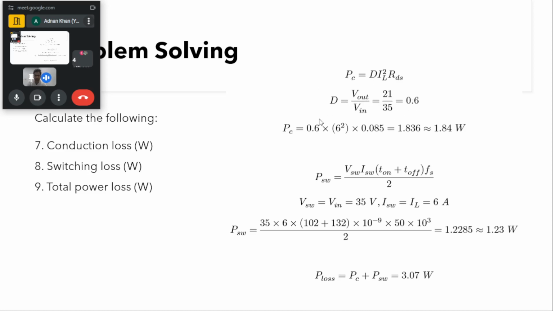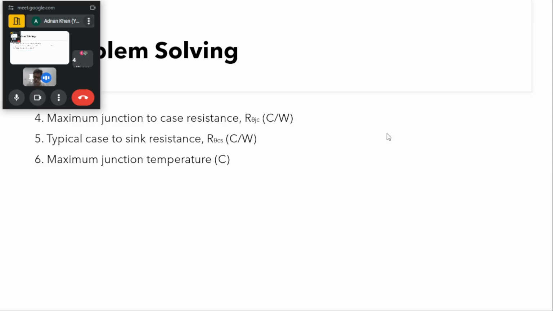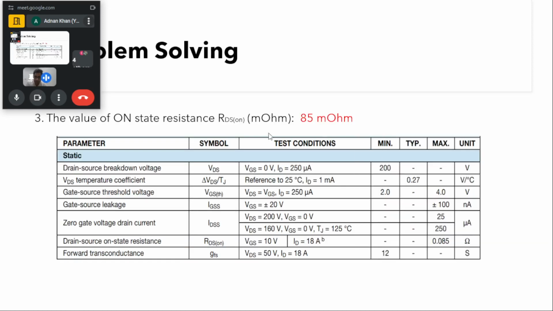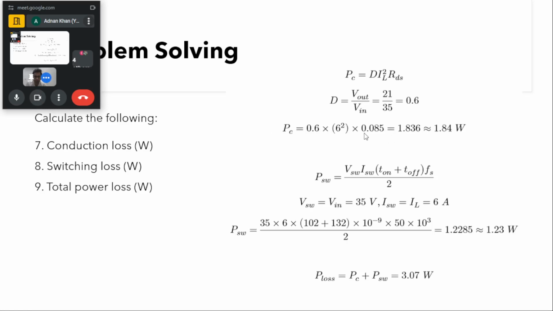We have D equal to 0.6, IL equal to 6 squared, and RDS on we had seen earlier to be around 85 milliohm. So if we put these values here, our conduction loss will come out to be equal to 1.836 watt, and if we round off, it will be equal to 1.84 watt. This is how we calculate the conduction loss.